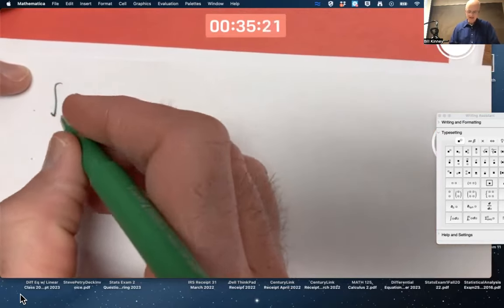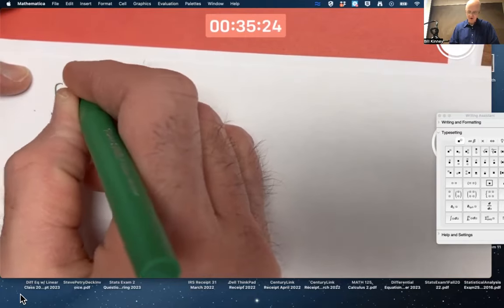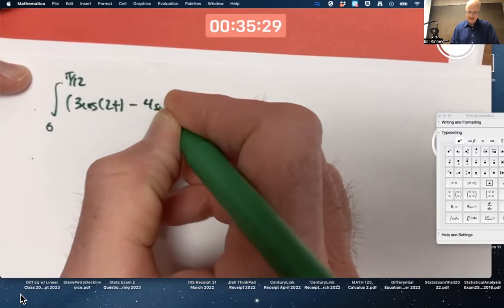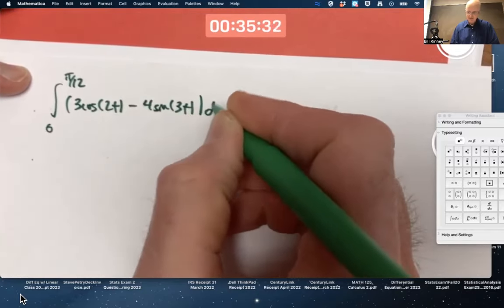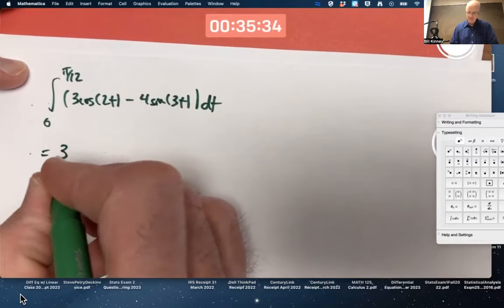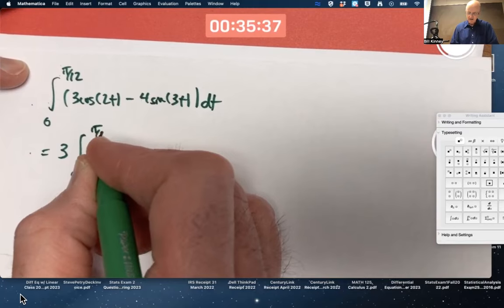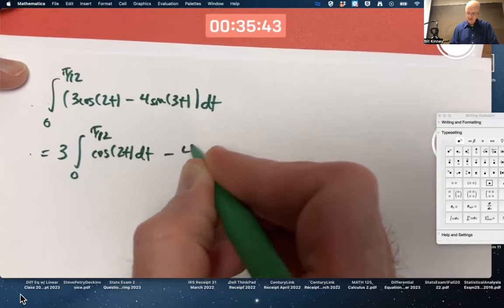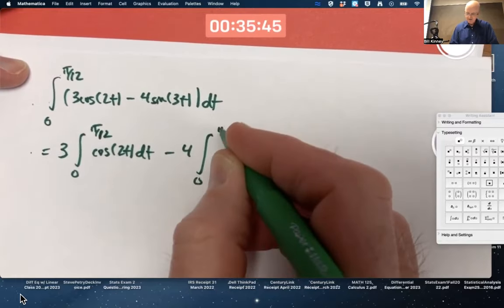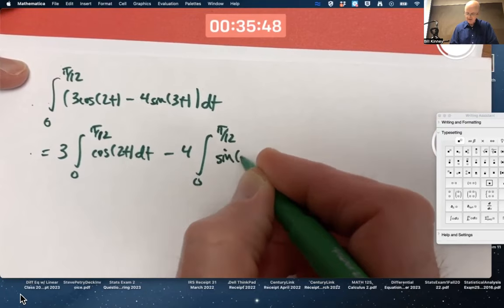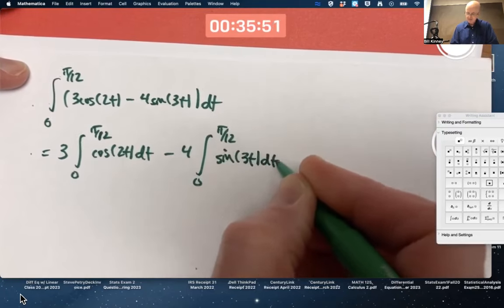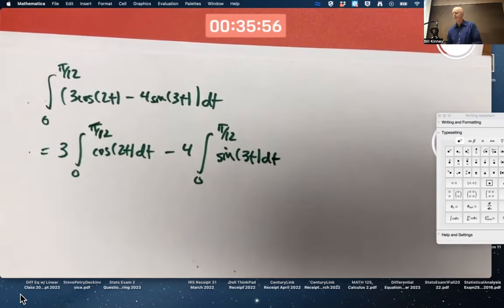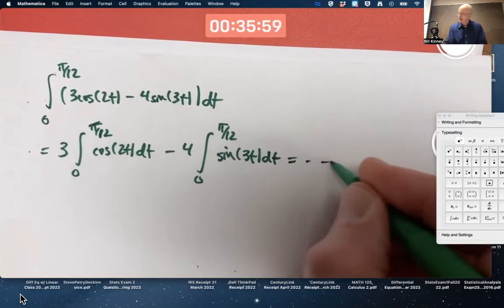by saying the integral from 0 to pi over 12 of 3 cos 2t minus 4 sine 3t is 3 times the integral of cos 2t minus 4 times the integral of sine 3t. I could have done that, and I could have done each of those integrals individually, multiplied the first one by 3, the second one by 4, and subtracted. I won't take the time to do it, but I could have.